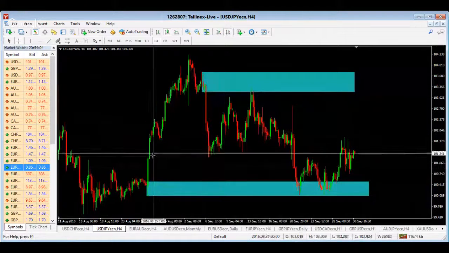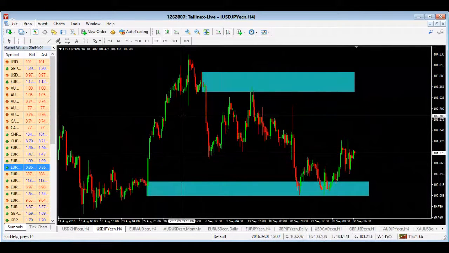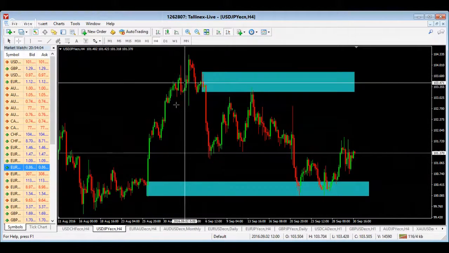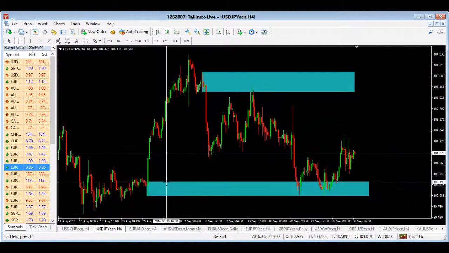Like I said, you're looking for big breakouts in the market. You're looking for big pullbacks, and most importantly, you're looking for those candlesticks to engulf the previous candlestick, and it has to be preferably the opposite color.